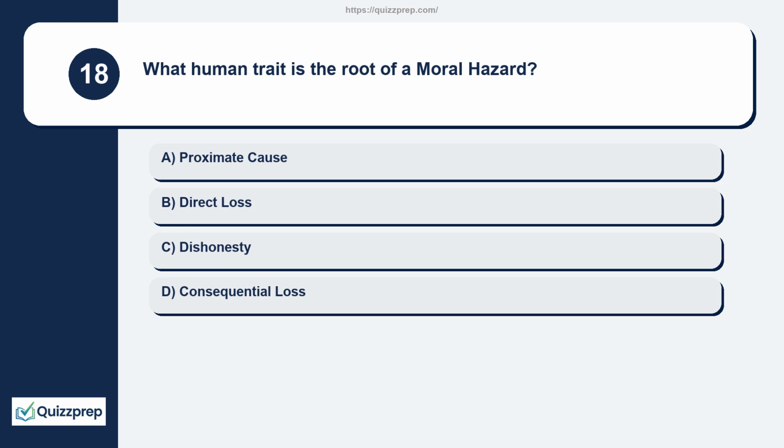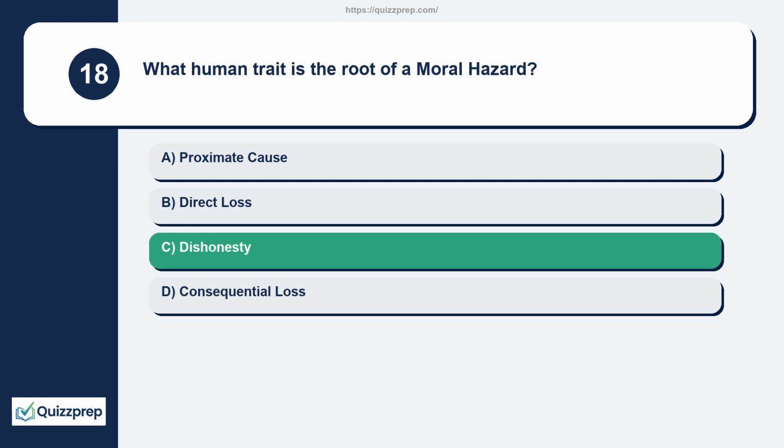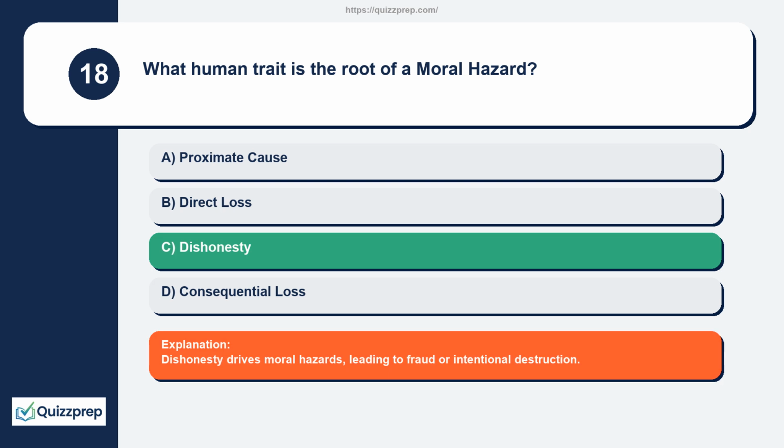Question 18. What human trait is the root of a moral hazard? Proximate cause, direct loss, dishonesty, consequential loss. Dishonesty drives moral hazards, leading to fraud or intentional destruction.